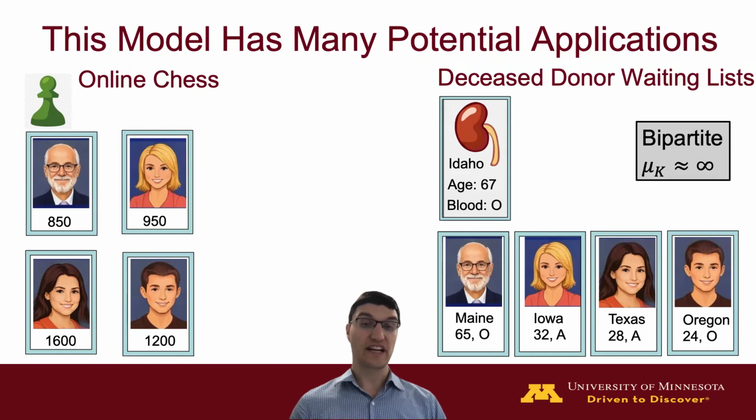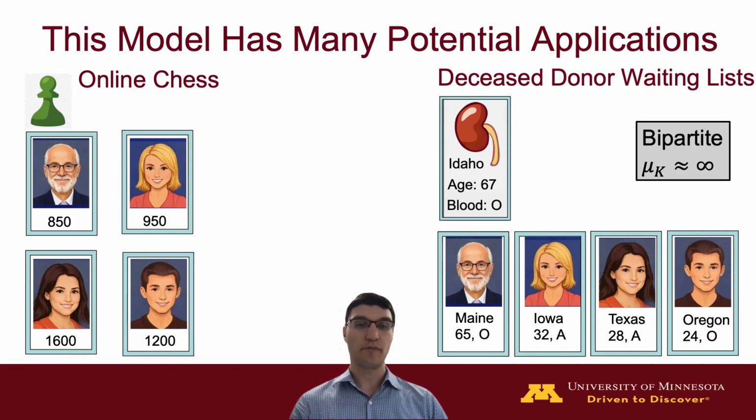So these are just two potential applications of this model. We're not really focused so much on the applications as we are on understanding this foundational model. But I do think it has many applications in practice. So in this model, our goal is, given the arrival rates, the departure rates, and the reward matrix, to come up with a policy that does well.